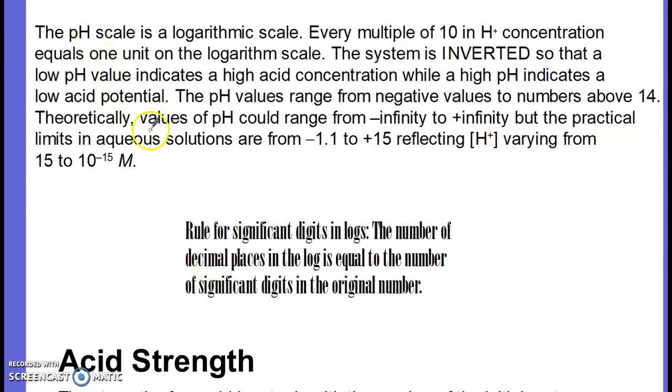Here's where we left off with the last acid-base lecture. This is just talking about the pH scale being logarithmic, multiples of 10, inverted, so lower pH means higher acidity. It has a higher acid concentration than high pH. It does go into negative values, but I don't usually see that too often, but theoretically it could go from negative infinity to positive infinity.